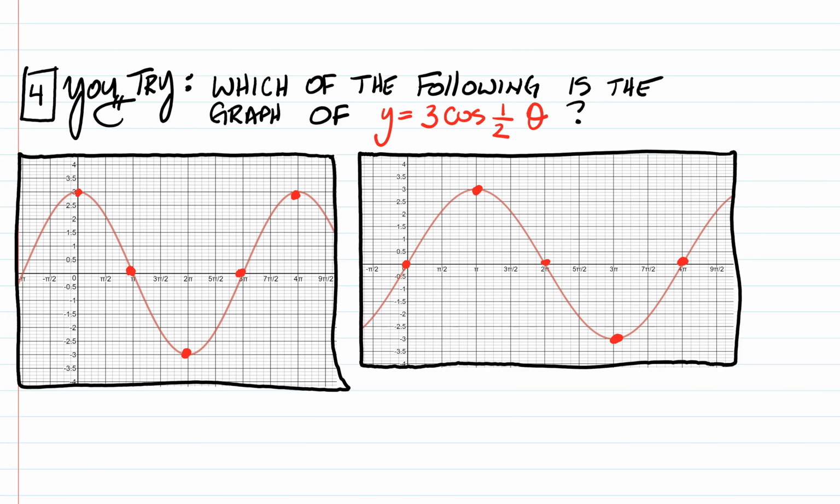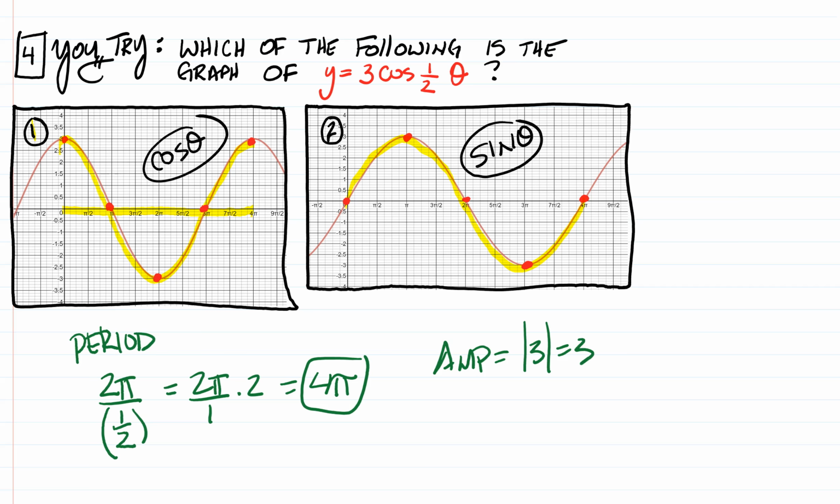Okay, box number 4 is a U-try. I'm going to call this graph number 1, and I'm going to call this graph number 2. Which of the following is the graph of y equals 3 cosine 1/2 theta? Is it graph number 1 or is it graph number 2? Okay, the answer is number 1.